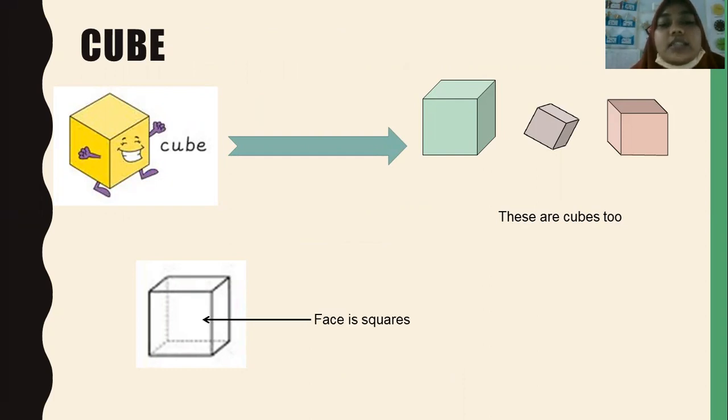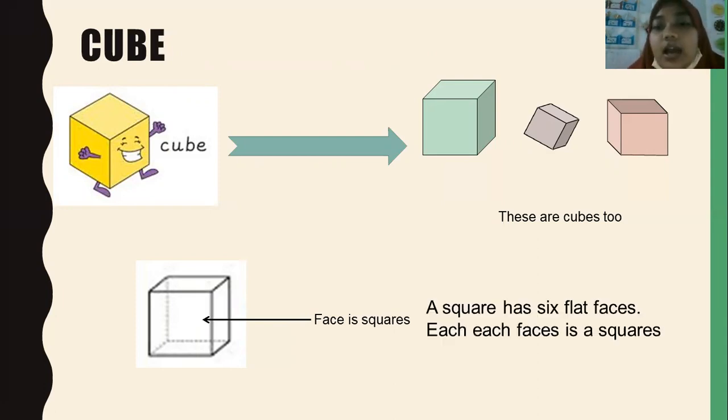This is the face of a cube, and the face of a cube is only square. So the face of a cube is a square. Jadi sisi dari kubus itu adalah persegi. A cube has 6 flat faces. Jadi cube itu atau kubus memiliki 6 flat face.